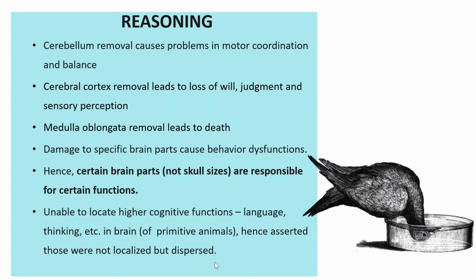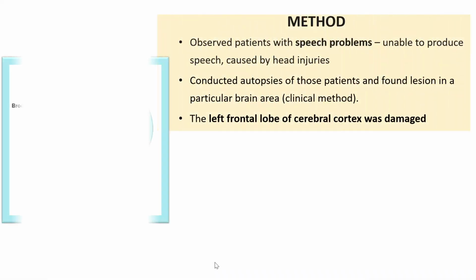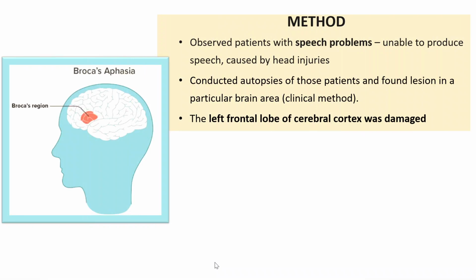Okay, so we are going to come to humans, and that is our scientist Paul Broca. So what did he discover? Through his method, he observed patients who had speech problems. Basically, they could not produce any form of speech, they could not talk. So he conducted autopsies when those patients were dead, and he found out that a certain brain part was damaged.